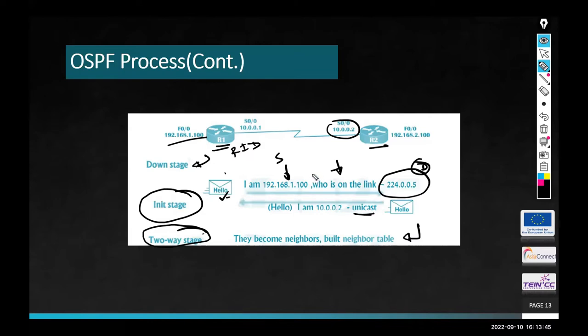So we get 3 stages here. One is the down stage, when we didn't configure OSPF on our router. Another one is the init stage, where we just configure OSPF on one router. Another one is sending or responding against the hello packet. And when they become neighbors and build the neighbor table, that's called the 2-way stage. They are just building the neighbor table.